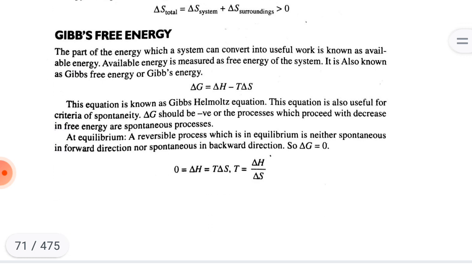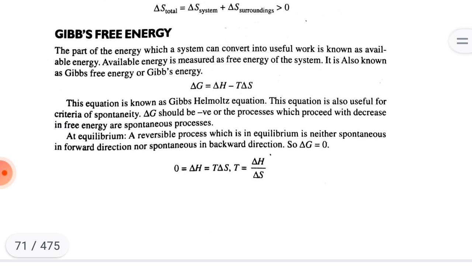Gibbs free energy. The part of the energy which a system can convert into useful work is known as available energy. Available energy is measured as the free energy of the system. It is also known as Gibbs free energy or Gibbs energy. This equation is known as the Gibbs-Helmholtz equation. This equation is also useful for criteria of spontaneity.